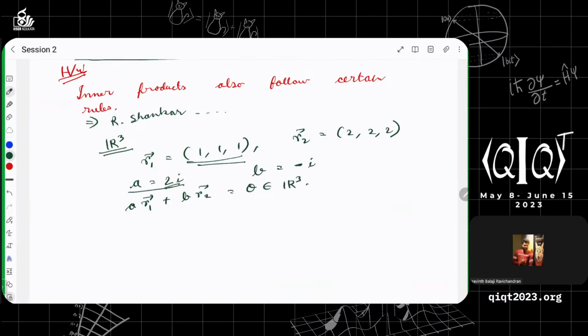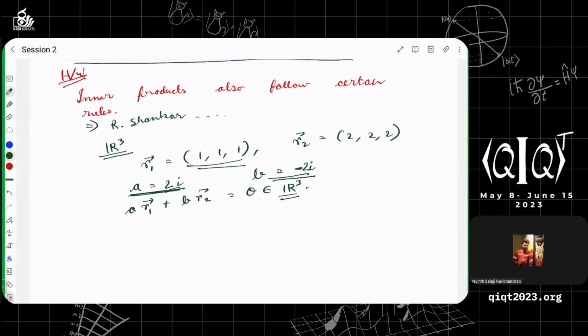But something like that. I don't have to choose A equal to 2i and B equal to -i. I have to check with every A and every B. So for example, if instead of -i, I take -2i, then I would get a complex vector. It will not be belonging to R3. So you have to check for all A, B belonging to the field and all U, V belonging to the vector space. Is that clear? Yeah. So okay.